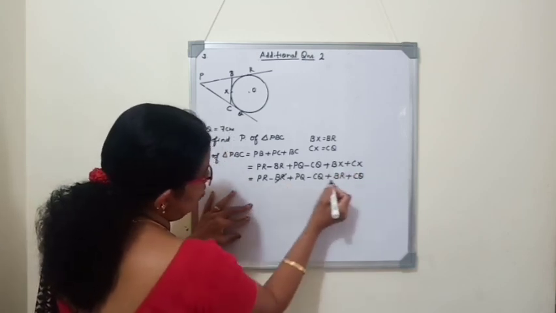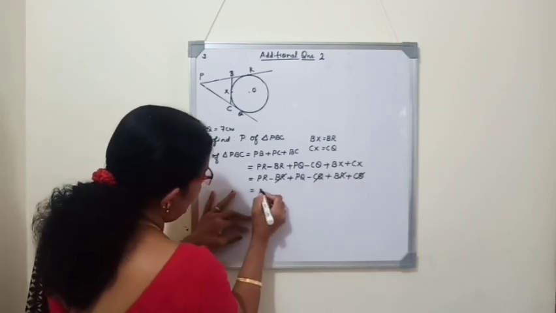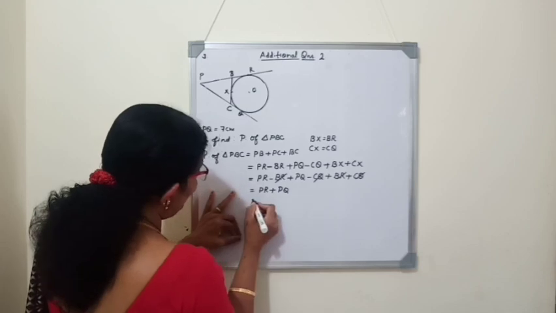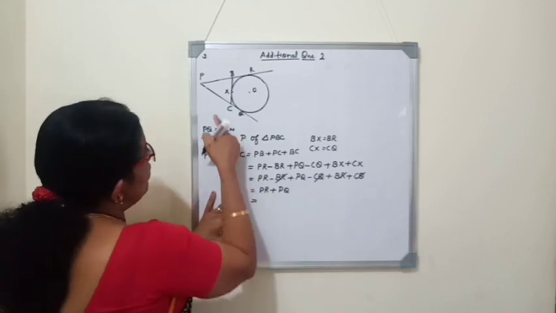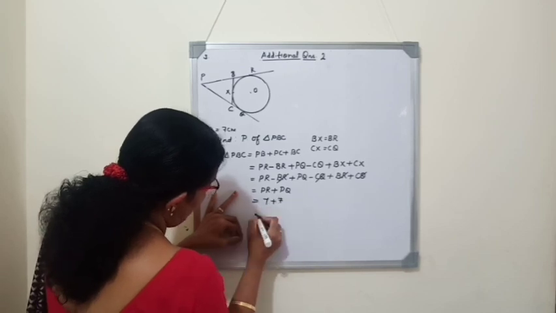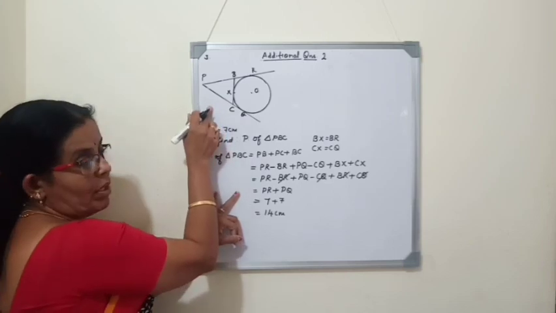Now, look here, minus BR and plus BR will cancel. Minus CQ and plus CQ will cancel. We'll get only PR plus PQ. What is the length of PQ? It is 7. If PQ is 7, what about PR? That is also 7. So, 7 plus 7, 14. So, 14 cm is the perimeter of the triangle PBC.